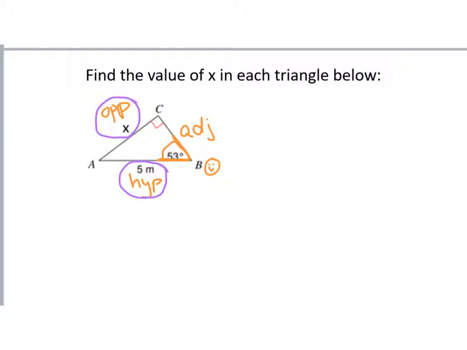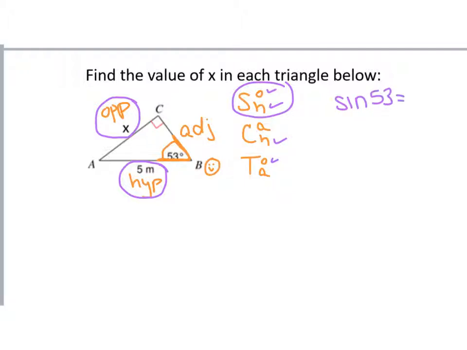And then I look at SOH CAH TOA. Okay, so I have circled opposite, and I have circled hypotenuse. So the trig function I want to use is sine. The angle I'm standing at is 53 degrees. Sine is opposite over hypotenuse. My opposite is x. My hypotenuse is 5.